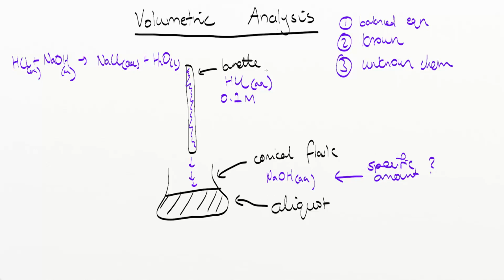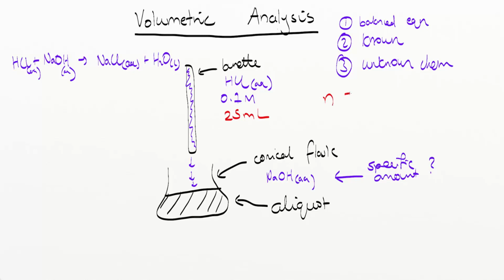So sodium hydroxide is our unknown chemical. Hydrochloric acid at 0.1 moles per liter is our known chemical. We titrate, or we add the hydrochloric acid into the conical flask until all the sodium hydroxide is reacted. And once that is done, we measure the volume of hydrochloric acid that was required to fully react with the sodium hydroxide. In this case, I might say it took 25 mils of hydrochloric acid to fully react with the sodium hydroxide in there.